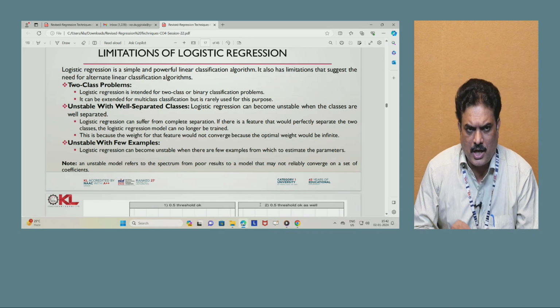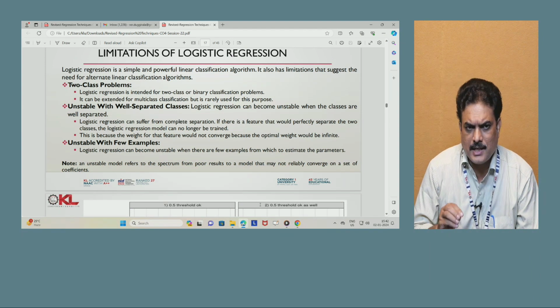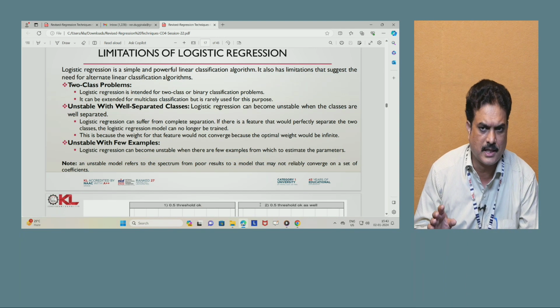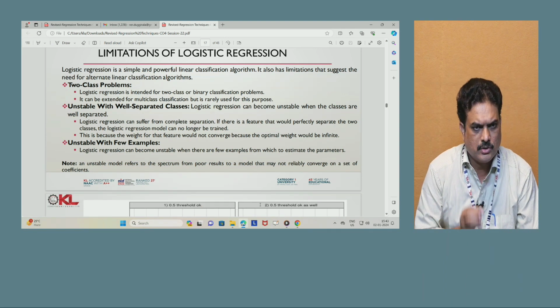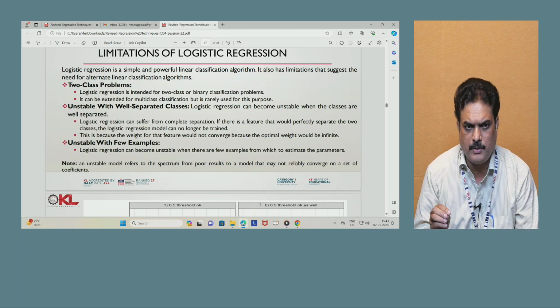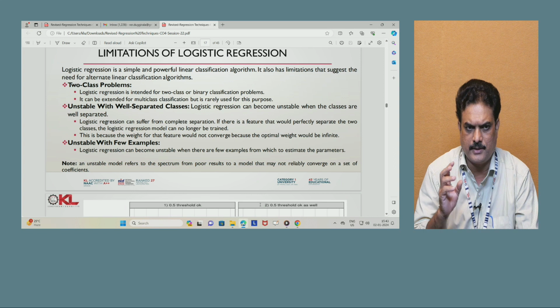Two class problems: logistic regression is intended for two class or binary classification problems. It can be extended for multi-class classification but is rarely used for this purpose. Unstable with well separated classes: logistic regression can become unstable when the classes are well separated. It can suffer from complete separation. If there is a feature that would perfectly separate the two classes, the logistic regression model can no longer be trained. This is because the weight for that feature would not converge because the optimal weight would be infinite.